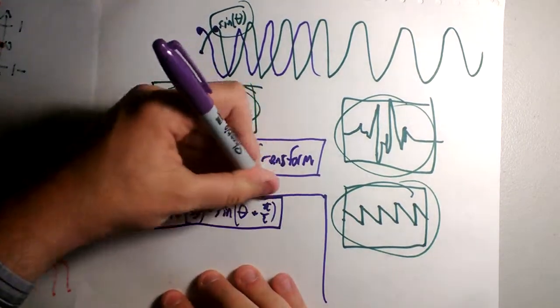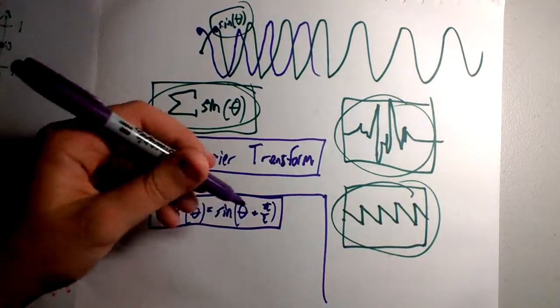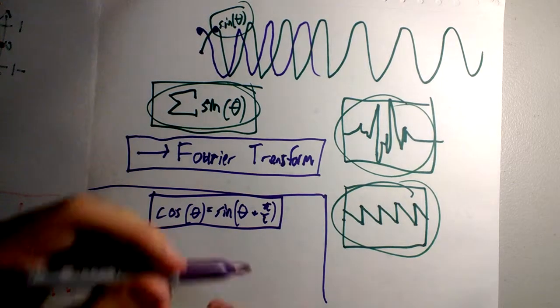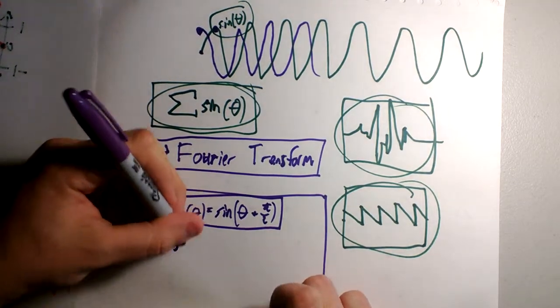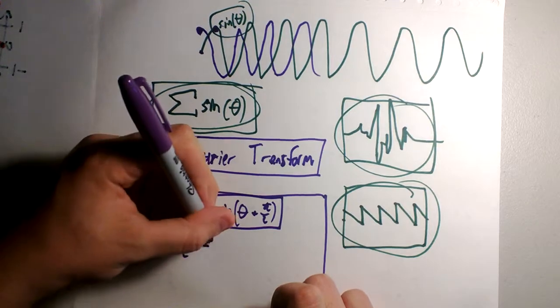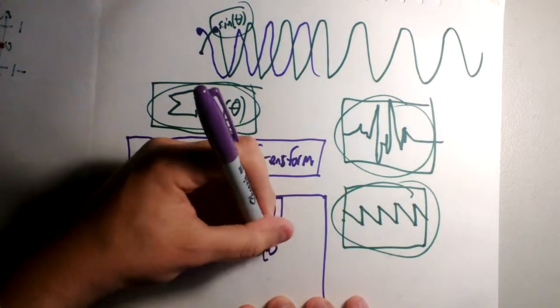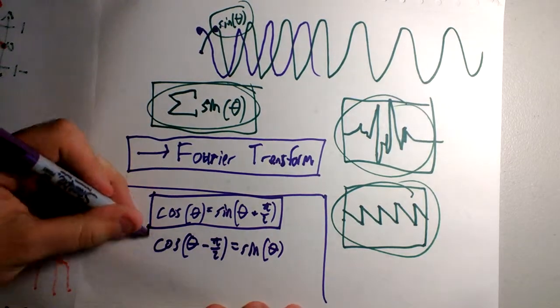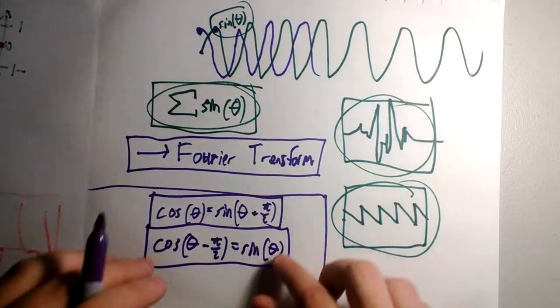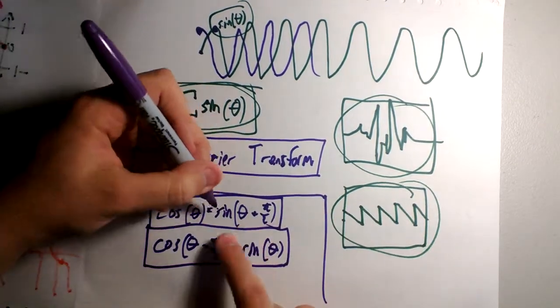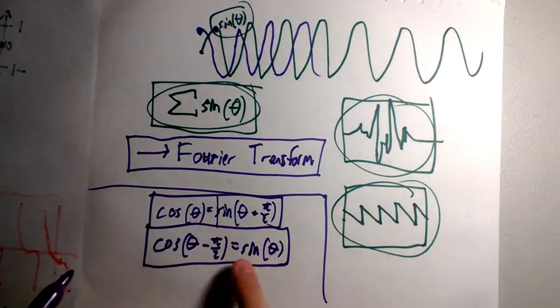So that's all you have to do to have cosine equal to sine. Just add pi over 2 to the angle. Then if you want cosine equal to sine, just angle minus pi over 2. That equals sine. You just move it back. And so that's how you can relate these functions. And so we can just stick with sine for now because of that fact.